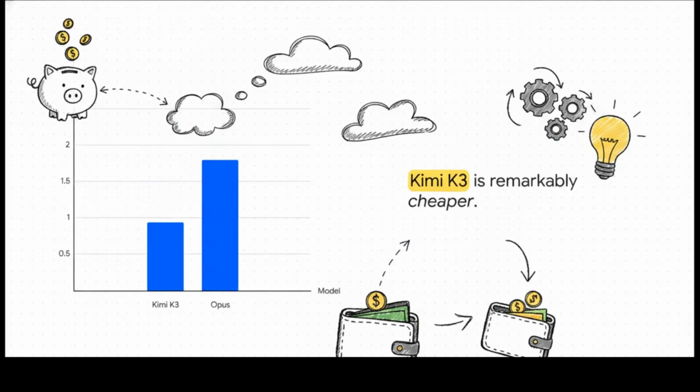And this brilliantly illustrates why all of that efficiency actually matters for you and me. If we look at the average cost per intelligence task, Kimi K3 sits at just 94 cents. Compare that to Opus over there at $1.80, it's practically half the price for frontier-level intelligence. That means you can finally afford top-tier AI without constantly hitting rate limits or feeling like you need to take out a second mortgage. It's cheap, it's incredibly smart, and it is entirely accessible.